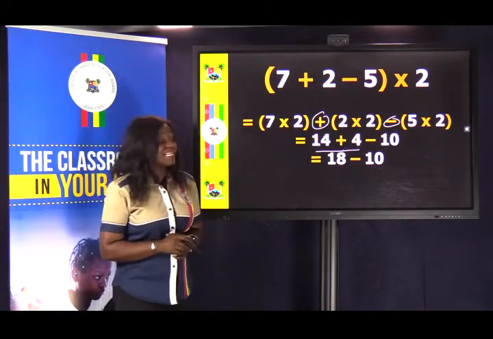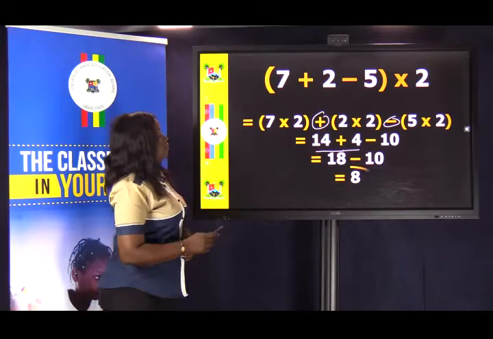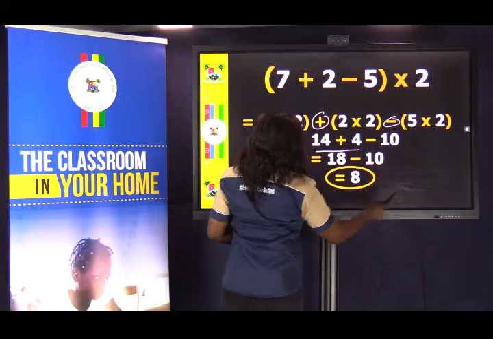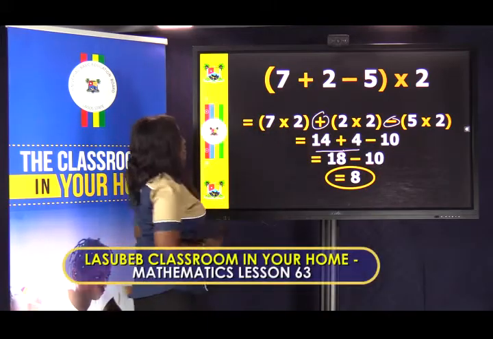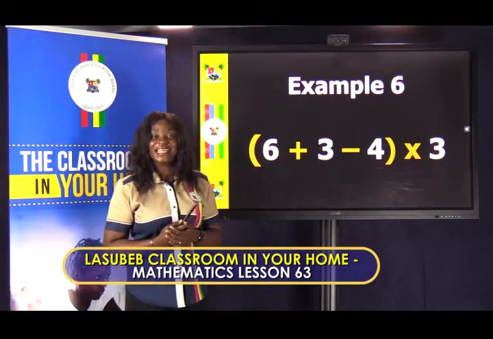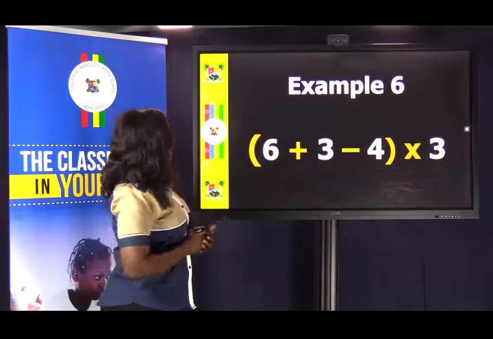18 minus 10 is 8. 14 plus 4 is 18. 18 minus 10 is 8. Are we together? Say together we are. Yes.